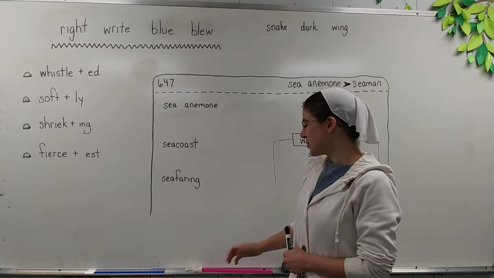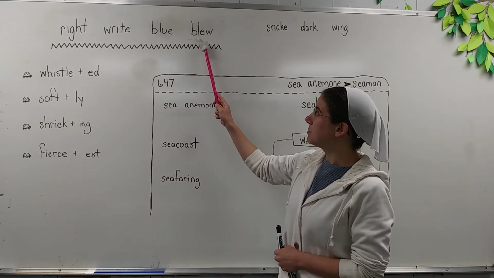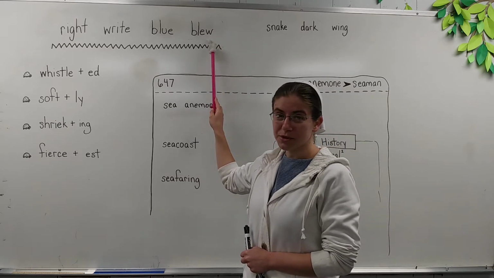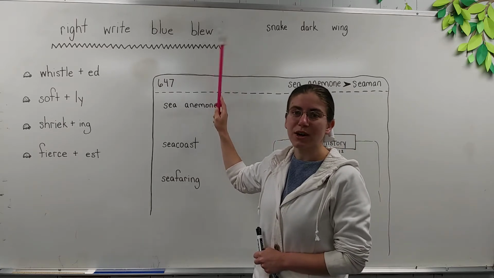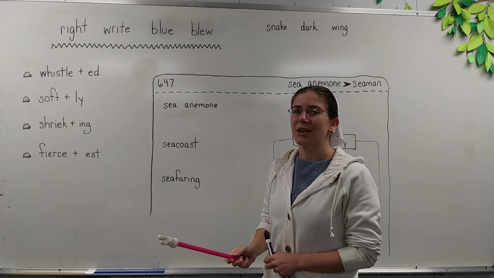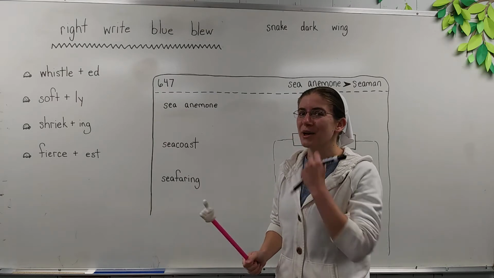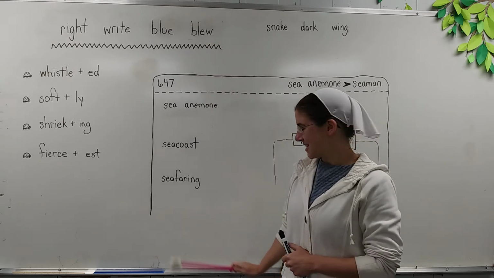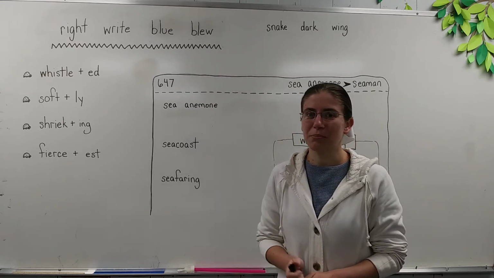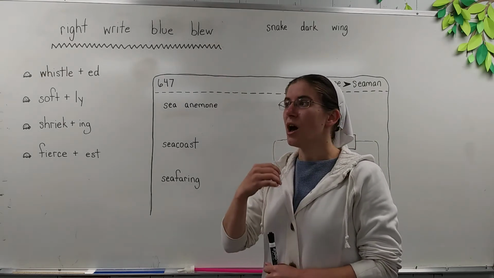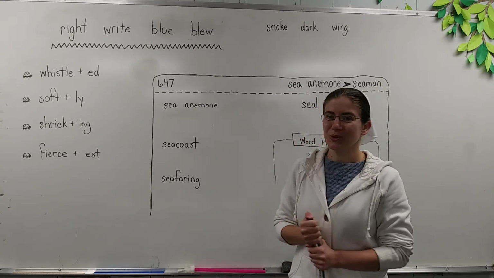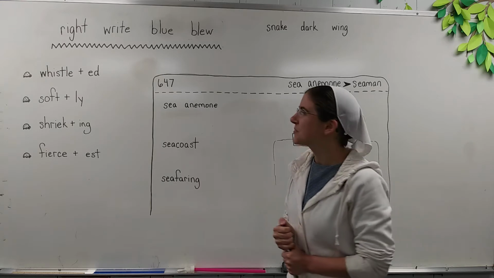Blue. One way you could remember that, which one? B-L-E-W. See how it ends with a W? Wind starts with a W, and when you blow, it's like wind. Okay, so I blew wind. There's one way you could remember that. B-L-E-W is I blew out my candles. B-L-U-E is the color blue.